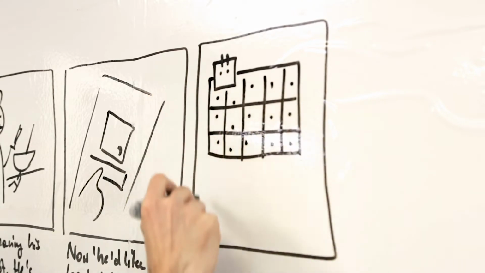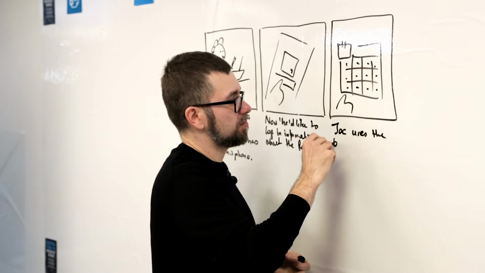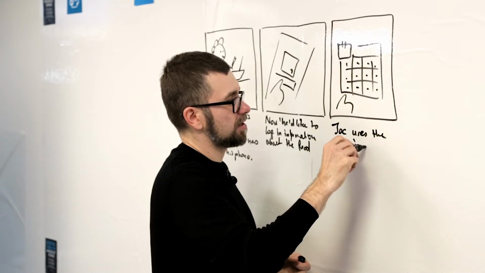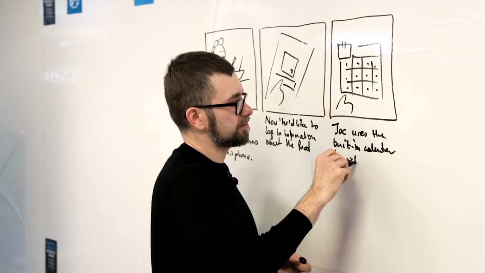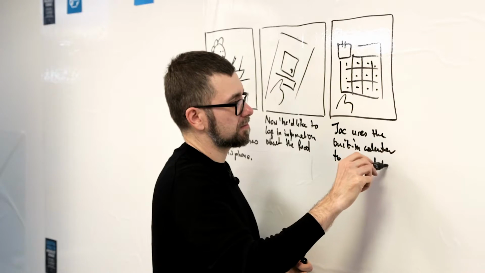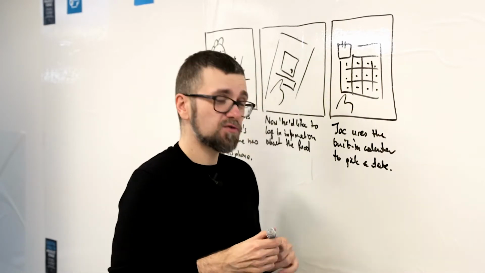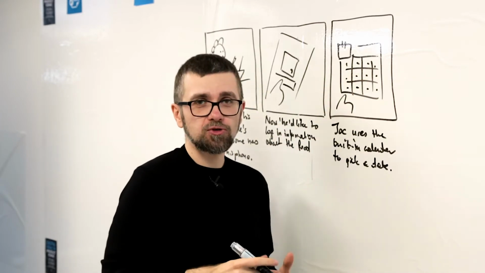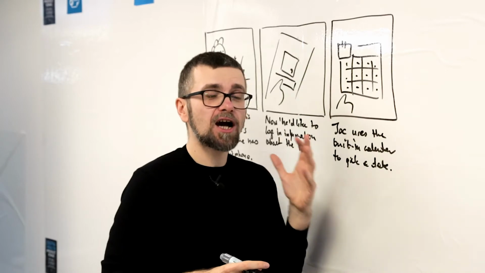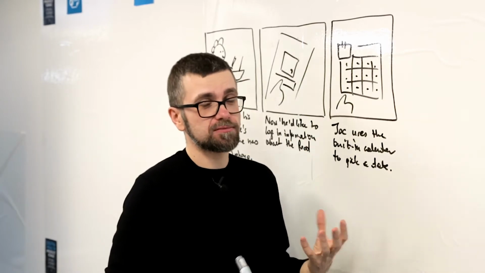And you would say, Joe uses the built-in calendar to pick a date. And you would continue like this. Obviously, you can imagine that I could stand here forever sketching various steps of this journey. But the whole point is to be able to outline what does happen to your main character and how they utilize the app or the website that you build.